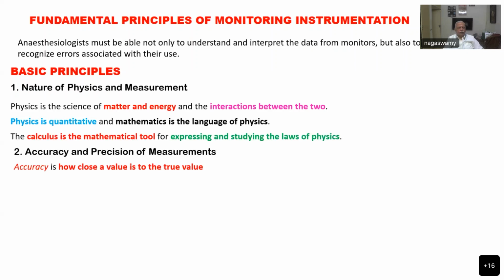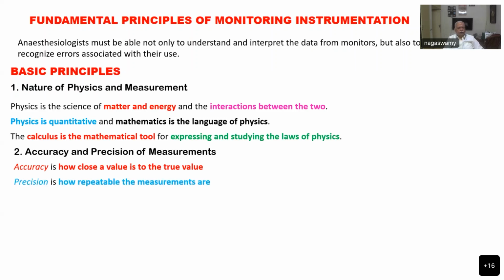Now, what is accuracy? How close a value is to the true value is called accuracy. For example, if a person's normal blood pressure is supposed to be 120/80 and your monitor reads 118/78, that is almost close to the true value. Whereas with some non-invasive BP monitors, if you take three readings, it will give three different values. Then you cannot say it is accurate.